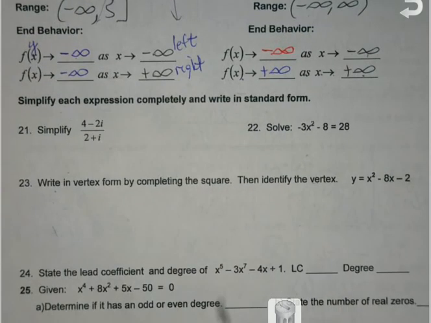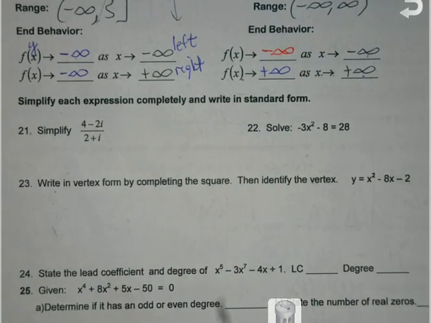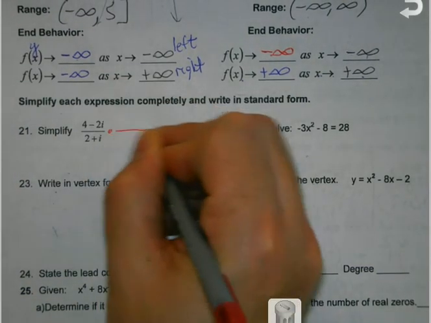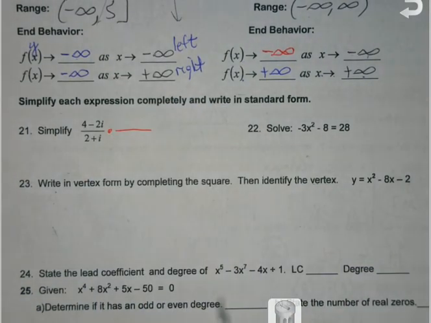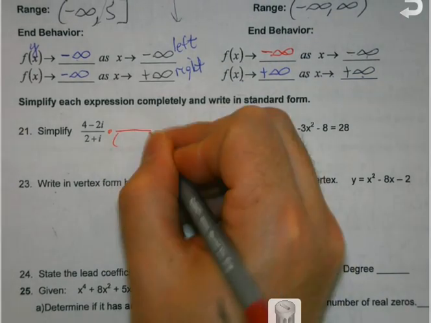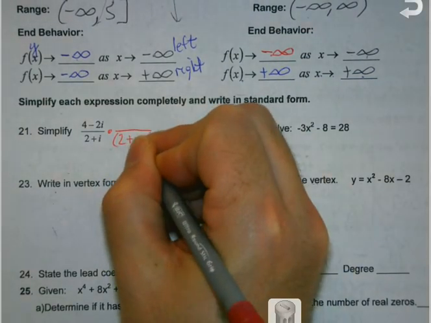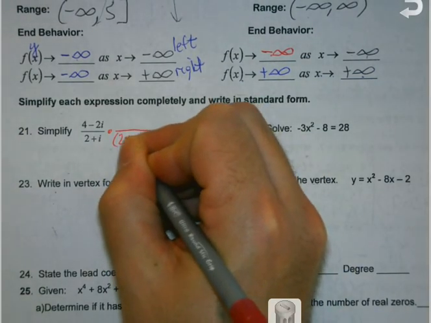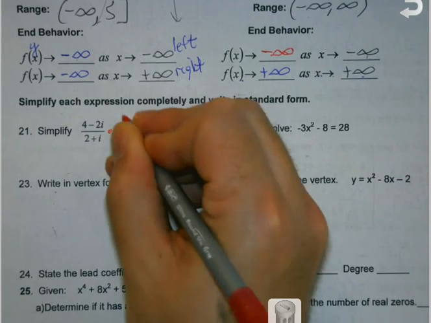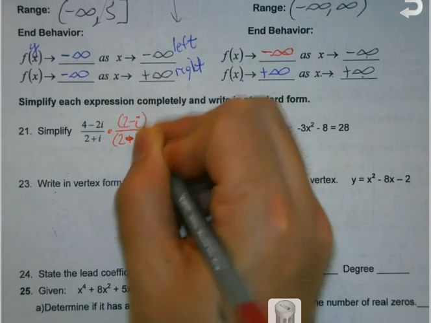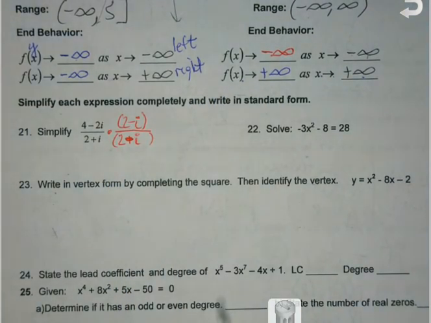Simplify each expression completely and write in standard form. I cannot have an i in the denominator. Now some of you, when you go to rationalize, have done a solid job except for one thing. You have to change the sign of your i. So for instance here, it has to be 2 minus i that you're multiplying by. Because if you do 2 plus i, the i's aren't going to go away.